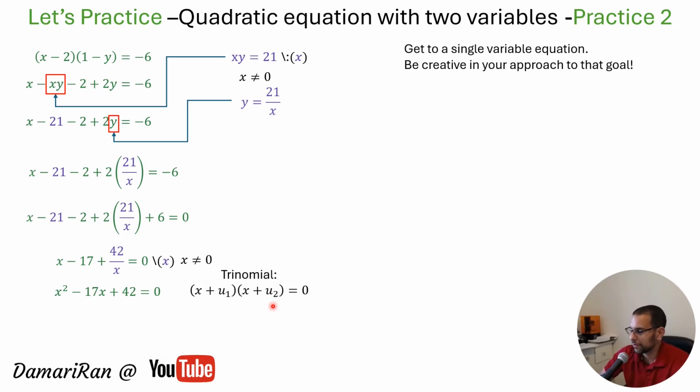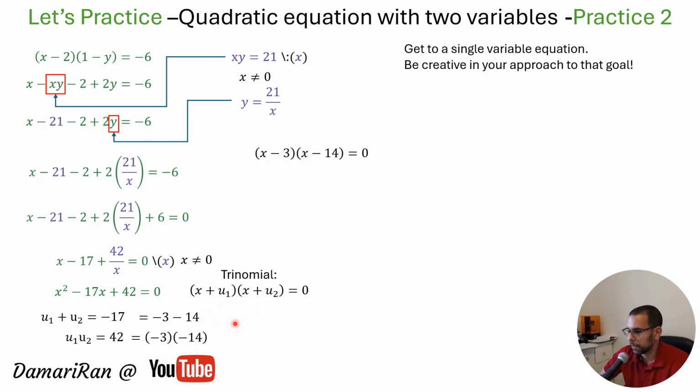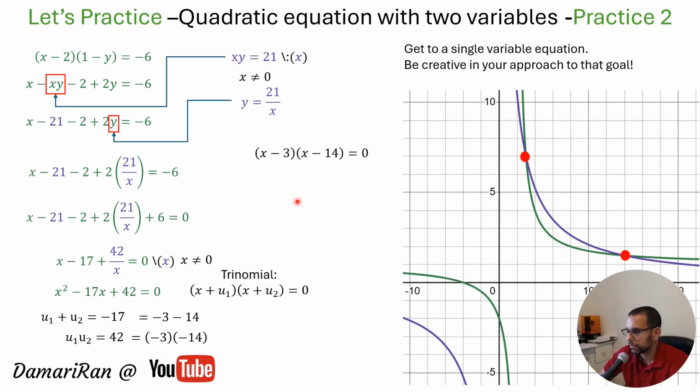Okay, I use the trinomial. What two numbers, when I add them, give me -17, and when I multiply them, give me 42? Well, -3 and -14, after a little bit of thinking. Right, we have the u1 and the u2 now. Let's plug them inside the trinomial, and we get this. Now I have my result. x is equal to 3 and x is equal to 14. Here it is, the 3 and the 14.